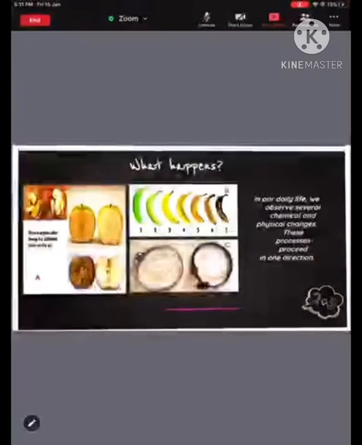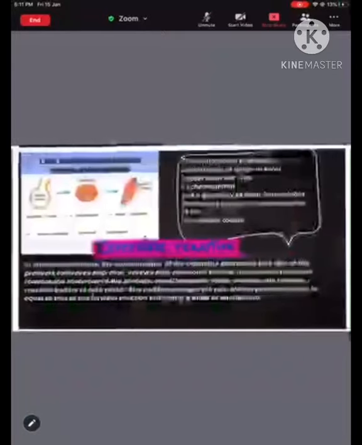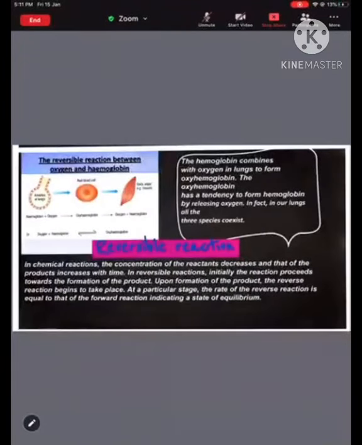So not all chemical reactions happen in only one direction, but there are a few reactions where both forward and backward reactions happen. One such example we will see now: the reversible reaction between oxygen and hemoglobin. It's a very good example, as this reversible reaction is happening every minute, every second inside our lungs, which is very important for survival.